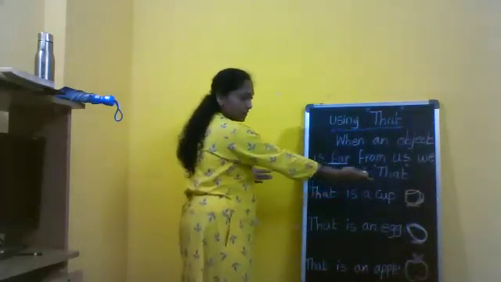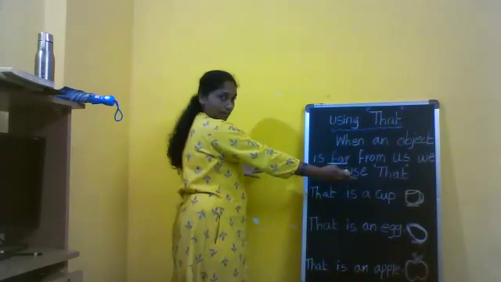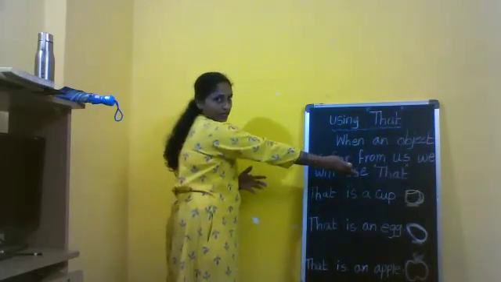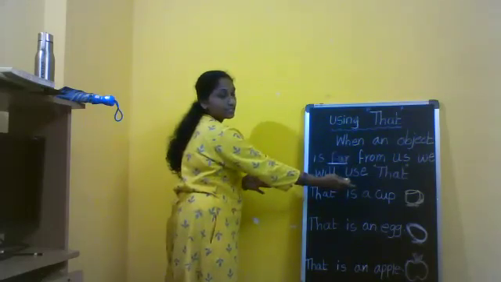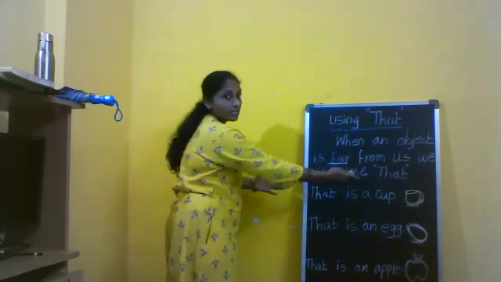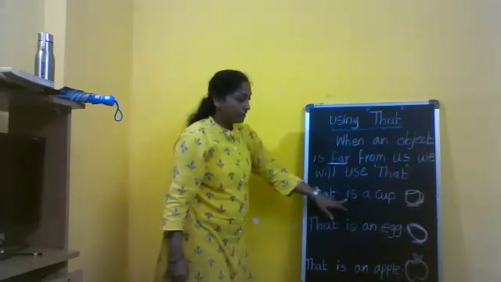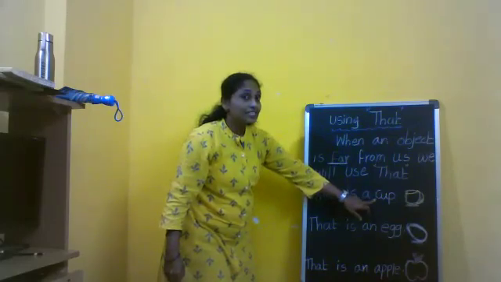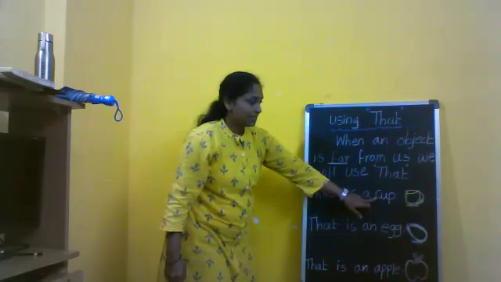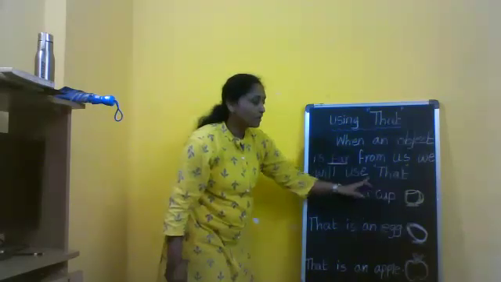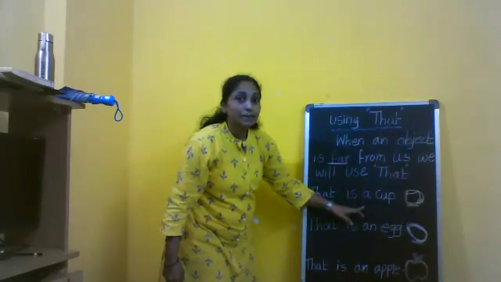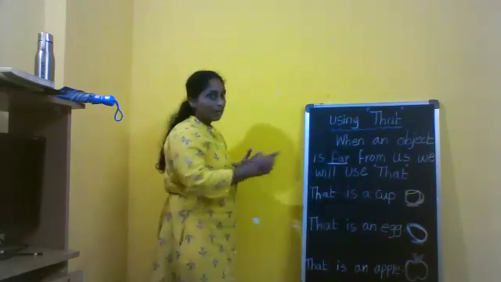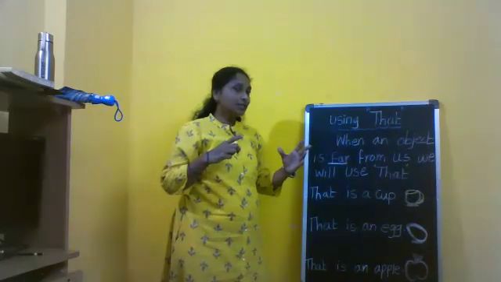Check. What is that? A cup. Is it far or near? Far from me, right? So, that is a cup. We are talking about one thing, so we are using "is." "Cup" starts with which letter? C, right? C is a consonant. Before a consonant, which article do we keep? A. That is a cup. While framing a sentence, you have to say it with the article.